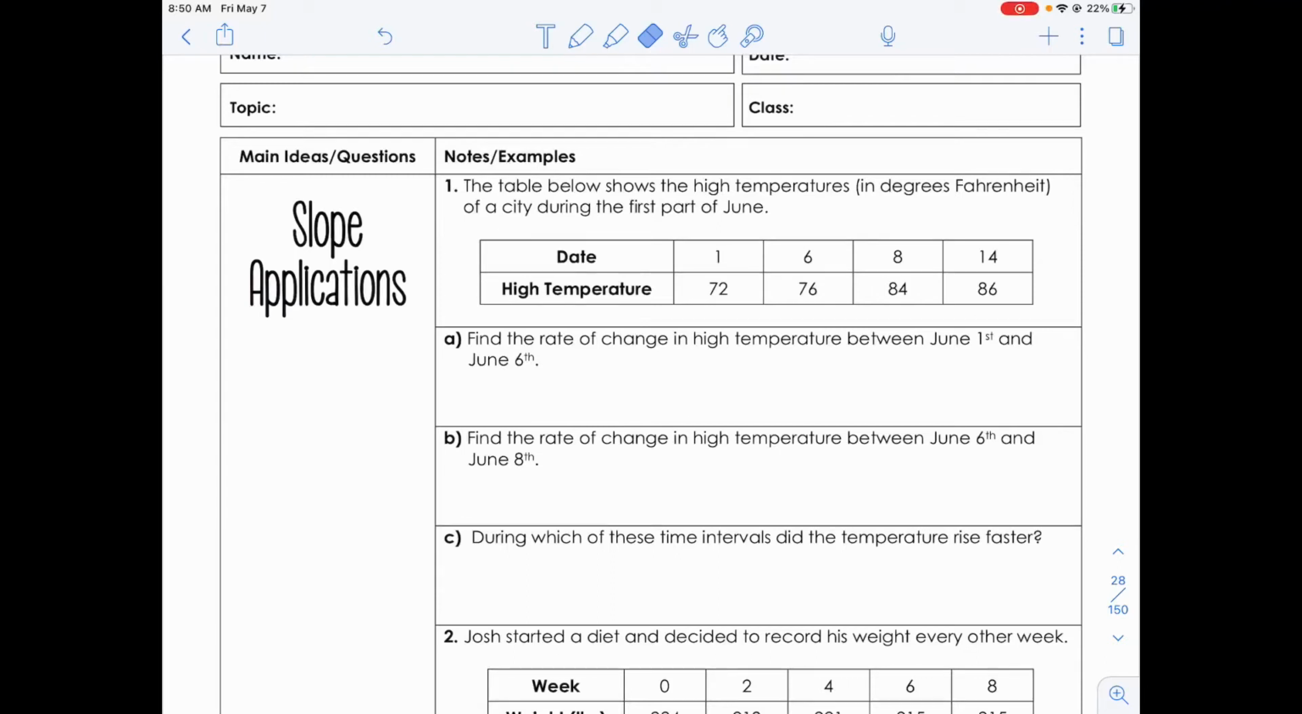All right, so today we're going to be doing slope application problems. Basically, they're going to give you either a graph or a table, and they're going to give you ordered pairs, and you need to be able to find the slope and potentially be comparing them, different things like that. A couple things to mention.